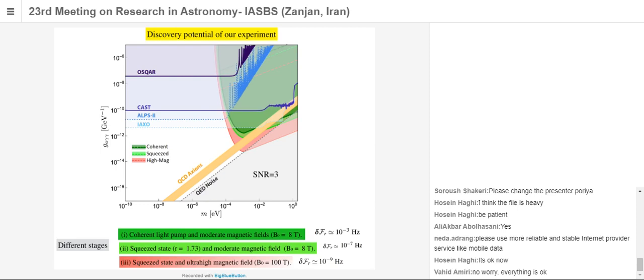Here you can see the CAST experiment that I talked about to detect solar axions. And here ALPS and IAXO are some projected experiments. Here you can see our experiment in different stages covering a very large region of the parameter space, and it can reach even the QCD axion region. This is so interesting. With such a small experiment and current technology, you can design an experiment to detect the axion.